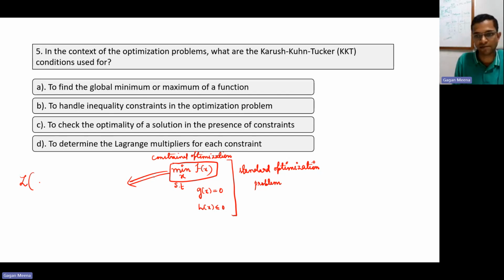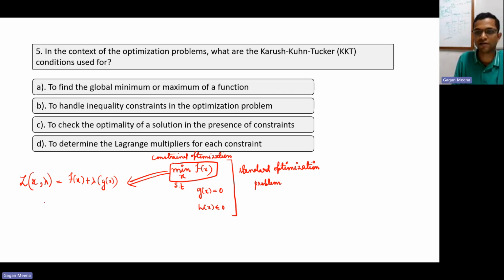Concept of Lagrange multiplier: it is a function of the decision variables which are originally there in the constrained optimization problem, as well as one more decision variable corresponding to each equality and inequality constraint. Let us first do it only for the equality constraint. If we consider that only g of x is there, which is the equality constraint, then this Lagrange function will be f of x plus lambda times g of x.